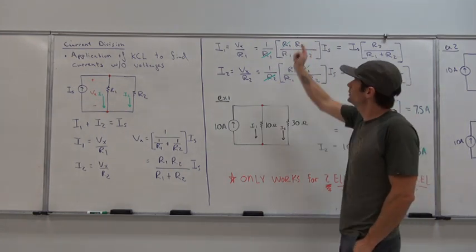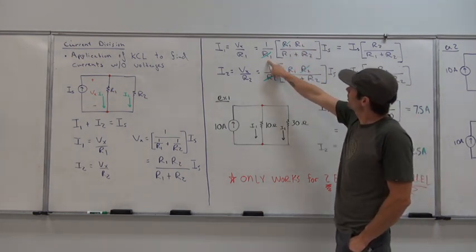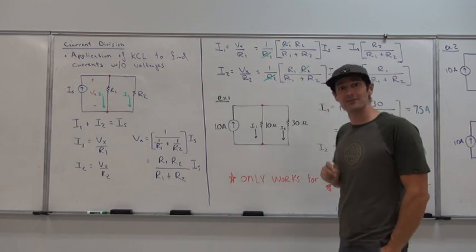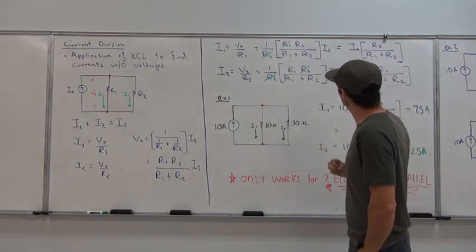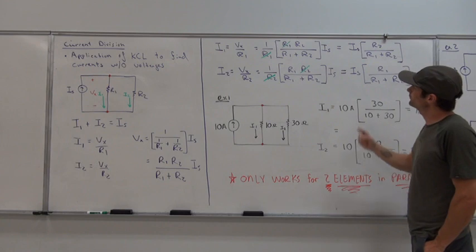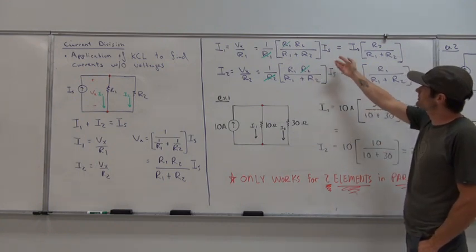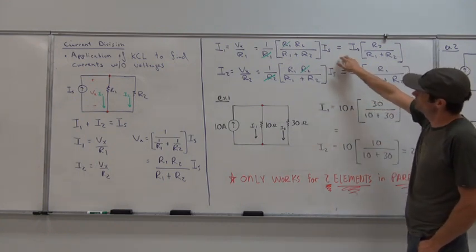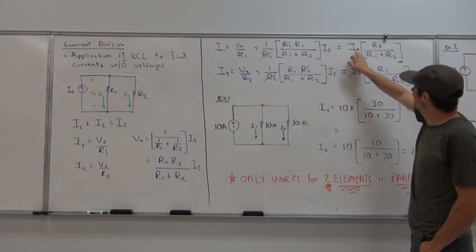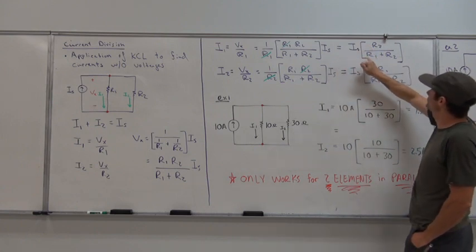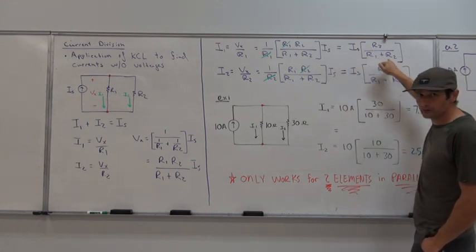But if we look in the numerator and denominator, R1 actually cancels out. Sure enough, it does. Once we cancel this out and rearrange the equation a little bit, I1 is equal to IS times R2 over R1 plus R2.